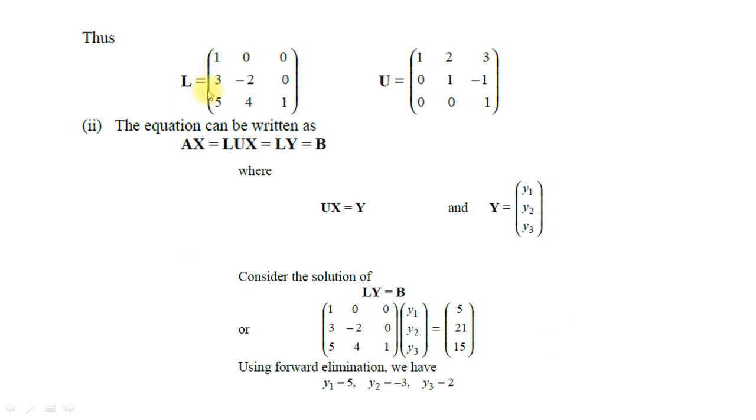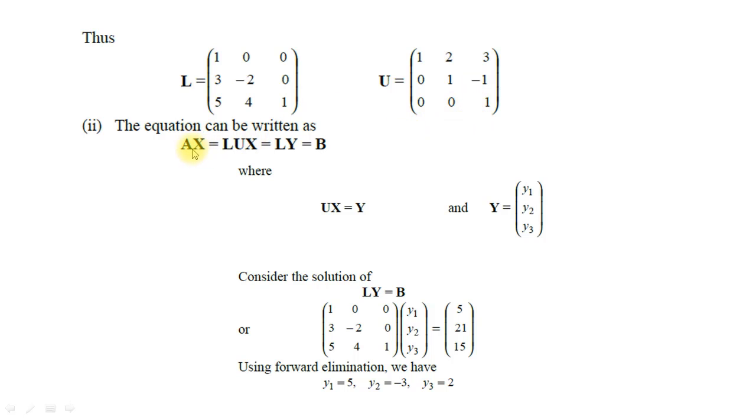Now we obtain the lower triangular matrix 1 0 0, 3 minus 2 0, 4 5 1, and the upper triangular matrix is 1 2 3, 0 1 minus 1, 0 0 1.